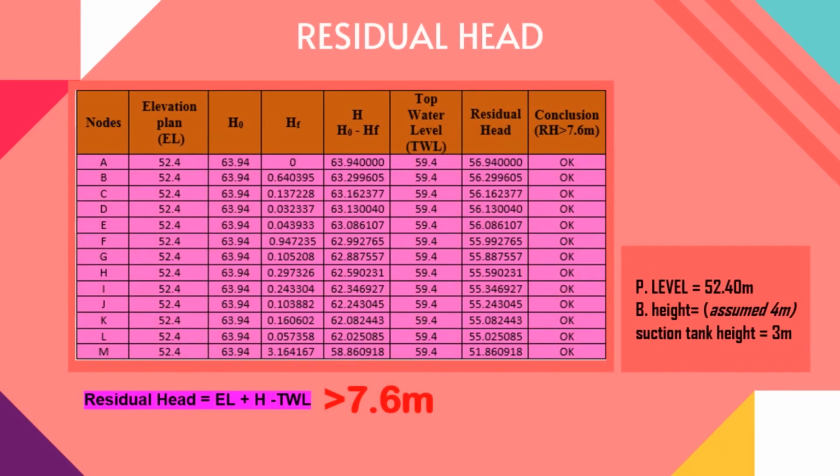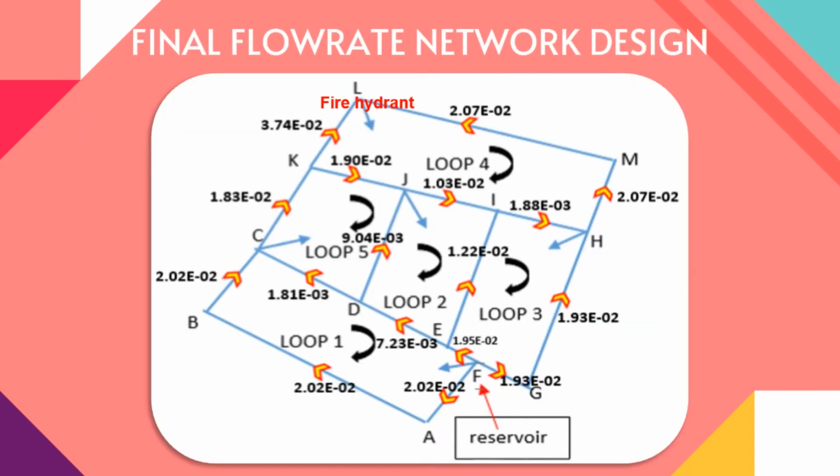Residual head. From the value H0 minus the cumulative head loss, we get the value of H. Next, the top water level is the summation of platform level, building height and suction tank height. From all the values stated, we can get the residual head using this equation, but we need to make sure the value is greater than 7.5 as the requirement. This is the final flow rate design with the location of the fire hydrant at the farthest point from the reservoir.